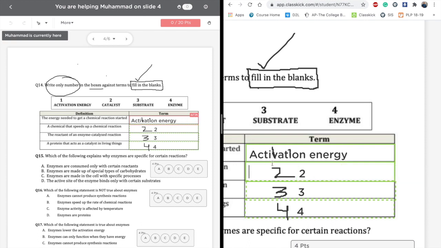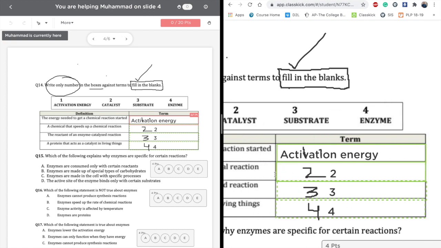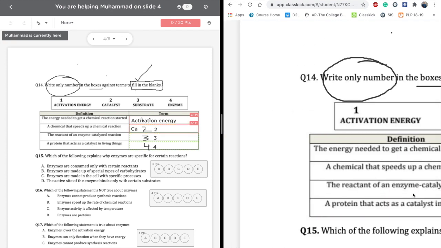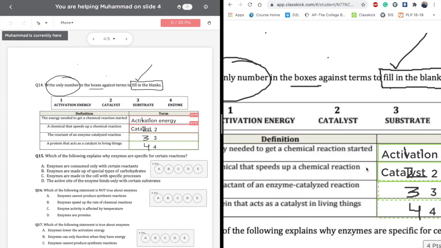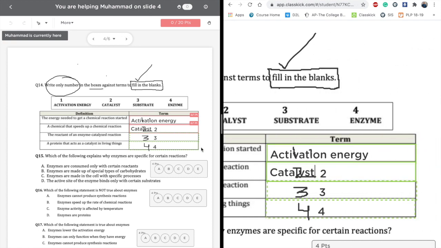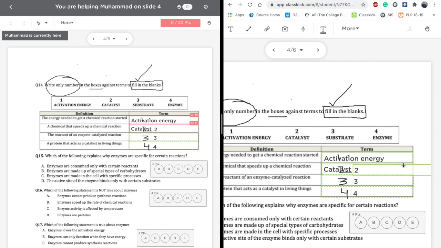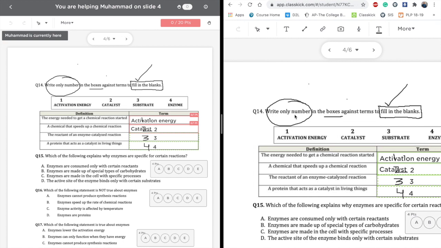The answer is correct. Now let's move to the second is catalyst. So you wrote perfectly catalyst, teacher can see perfectly catalyst, but still the marks given are 0. The reason behind it, the teacher has given you instructions, please write only numbers. It's clearly written here, write only numbers. So how you get marks?